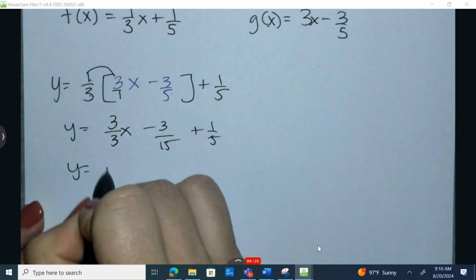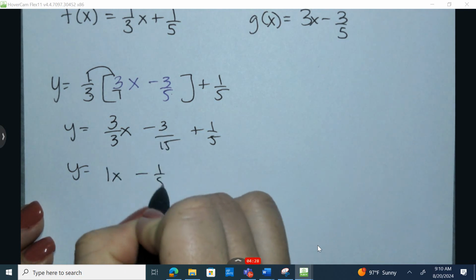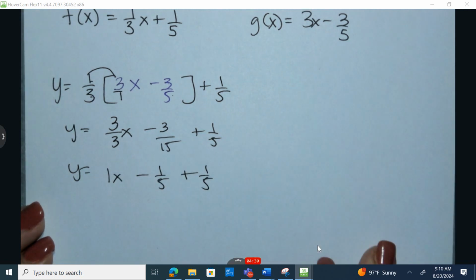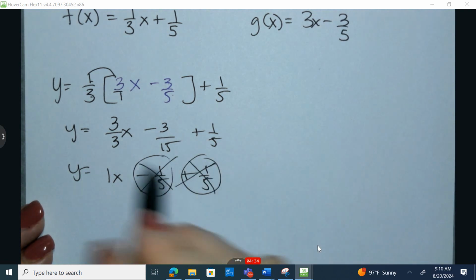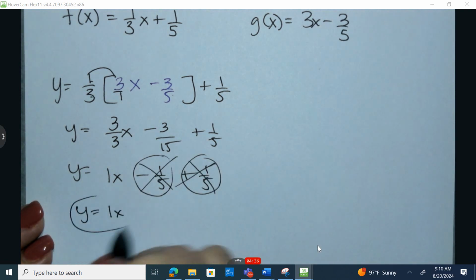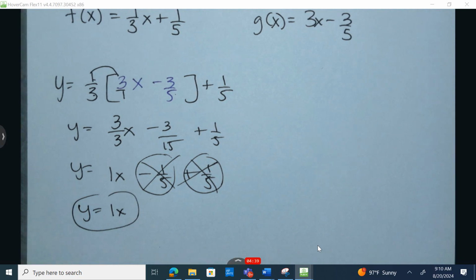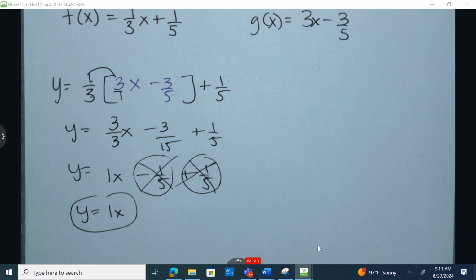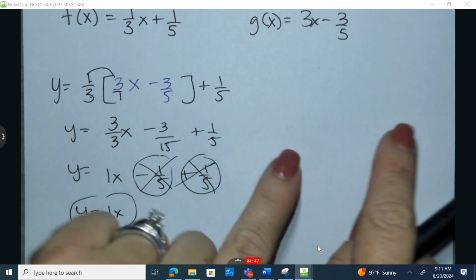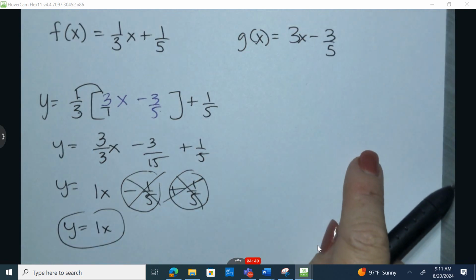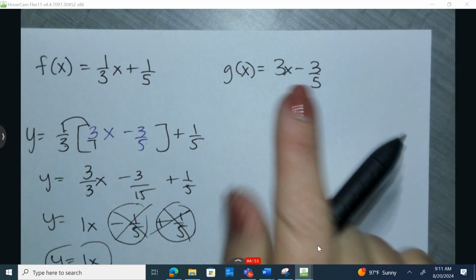And when I simplify, I end up with 1x. Well, this reduces to negative 1/5. Notice I'm showing all of my steps. These are additive inverses. Additive inverses cancel out. I showed all of my steps, and I ended up with y equals x. If I have y equals x, not y equals negative x, not y equals 1x plus 3, simply y equals x or y equals 1x, then I move forward to the next step. I'm on track right now to show that these are inverses of one another.